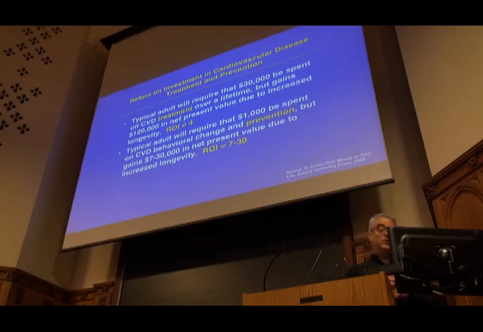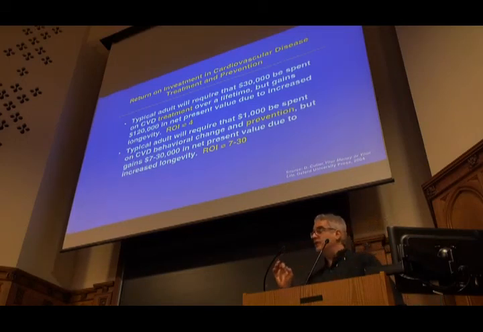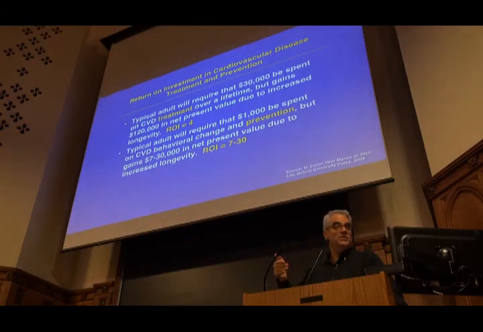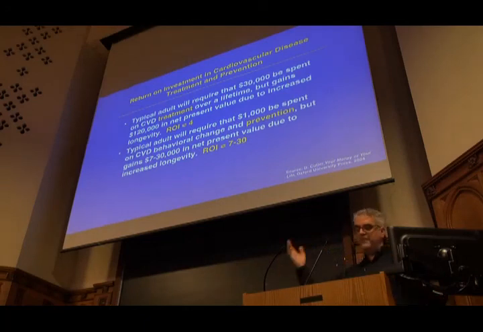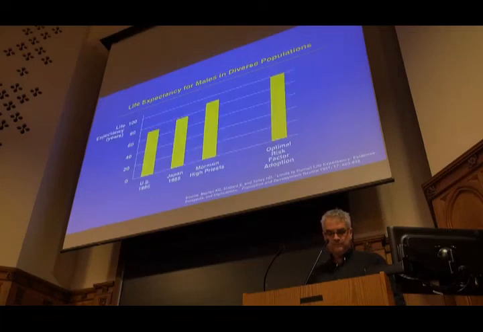But the typical adult will require that $1,000 be spent on cardiovascular behavior change and prevention, but actually gains as a result of that between $7,000 and $30,000 in net present value. So the ROI from prevention can be as much as 8 times higher. You gain a lot more from prevention than from treatment, right? An ounce of prevention is worth a pound of cure. And this issue of prevention versus treatment will be another recurrent theme in the class.